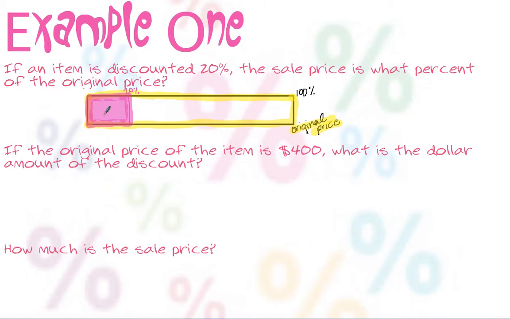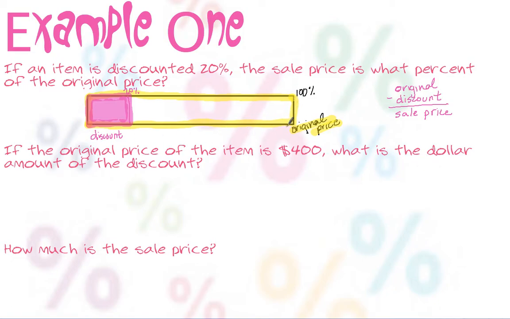So if the original price and the discount are in here, we have to figure out what this last piece represents. If you find the discount, we usually subtract it from the original price. And when we do that, we find the sale price. So if I take the original price and I subtract the discount, I get the sale price, or my new price. So I get what I'm going to pay for the item.